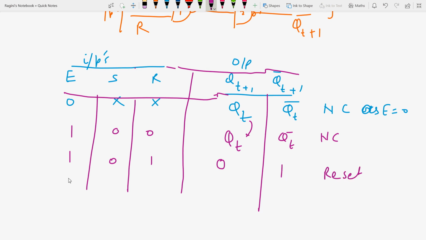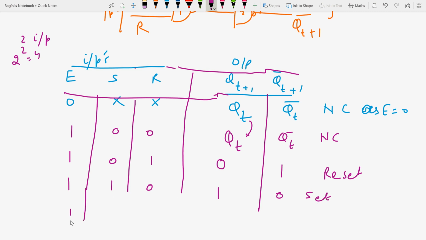Similarly, when enable is 1, we get S as 1. If it is 1, it is 0. As we have two inputs, how many combinations will there be? Four possible input combinations: 0 0, 0 1, 1 0, 1 1. If S is 1, then Qt will be 1, because S holds for the set condition, and Q bar, that is Qt plus 1 bar, will be 0. So this is the set condition.